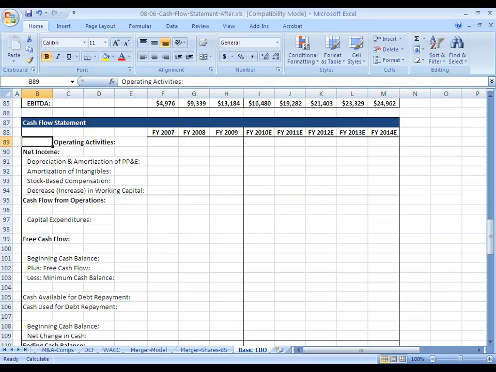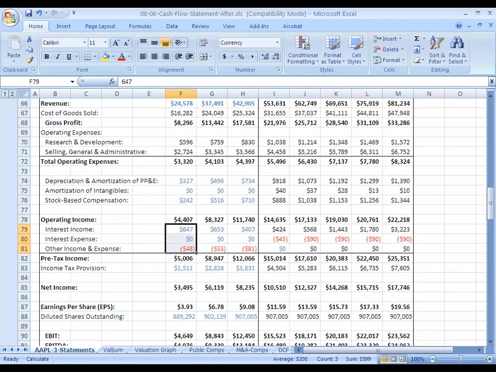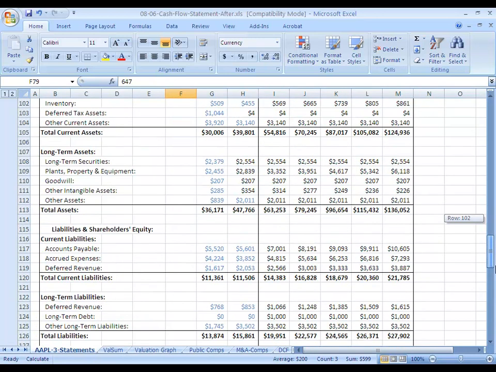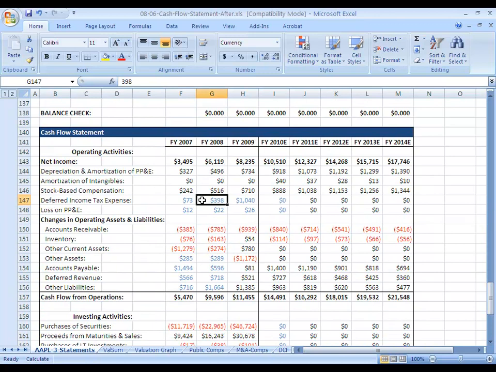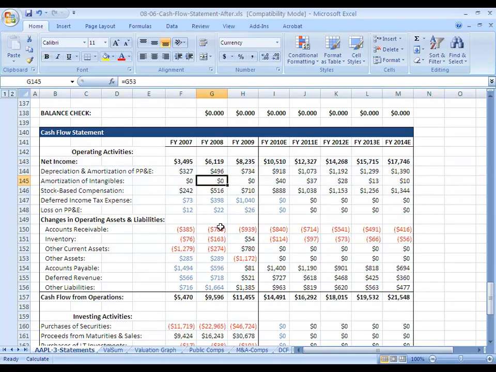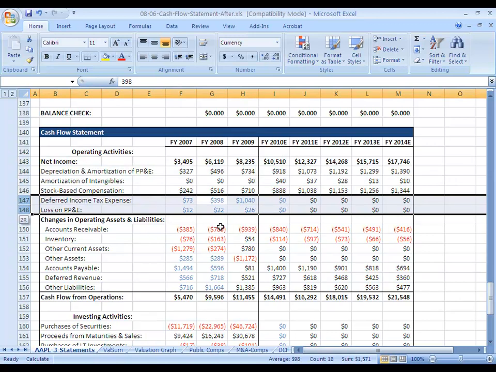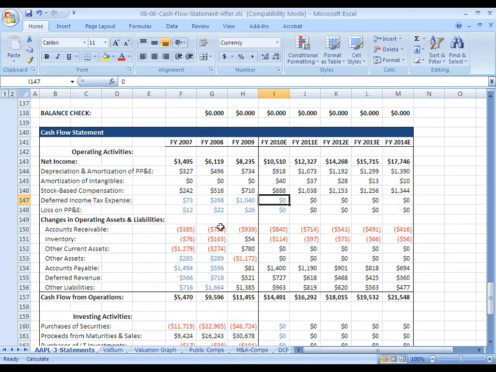So for the cash flow statement here, going back to Apple's three-statement model, I'm going to go down to the cash flow statement. We're going to be making a simplified version. We're going to list net income, depreciation, amortization, stock-based comp, but we're not going to list deferred income tax expenses, losses on PP&E, because these are really one-time expenses and they don't even exist in future years.